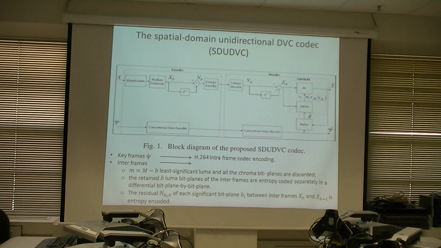And how can you find Z? Z is the differential bit plane by bit plane encoding for the frame Sk and the previous frame Sk minus 1. So we use the frame Sk minus 1 because the residue will be entropy coded.